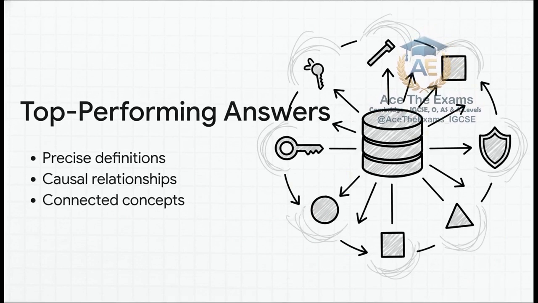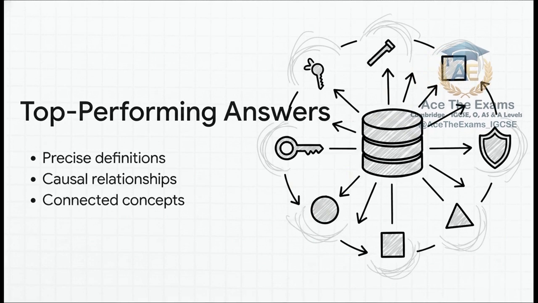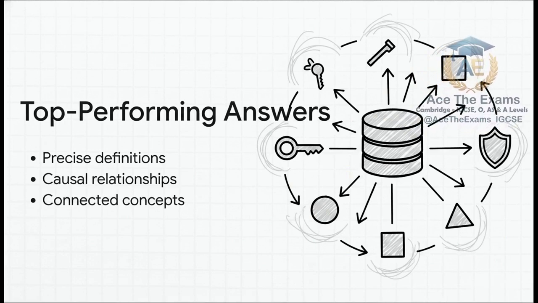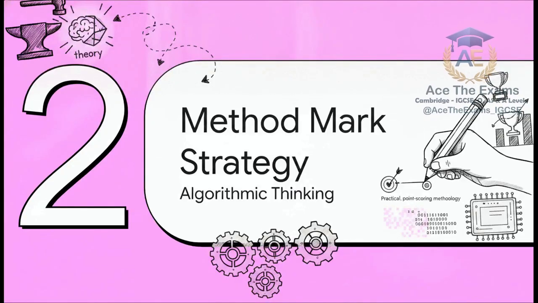It establishes a clear causal relationship by explaining how that primary key ensures entity integrity, which then directly links back to the theoretical concepts of database normalization. You are basically showing the examiner that your knowledge isn't just kept in little boxes, it's a fully integrated breathing system. Let's transition right into section 2, the method mark strategy.